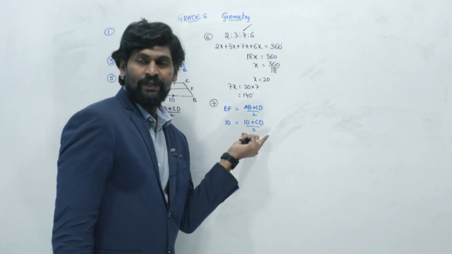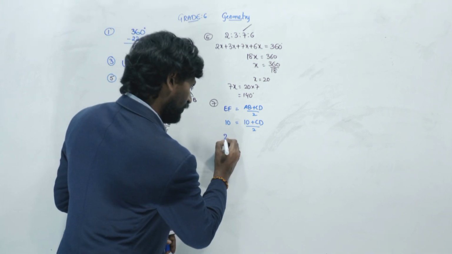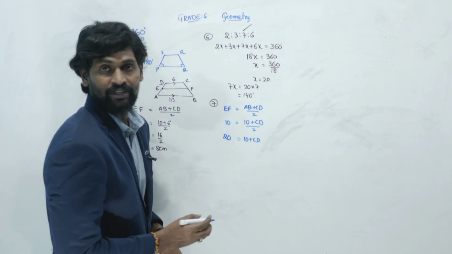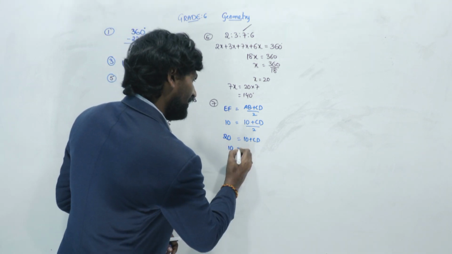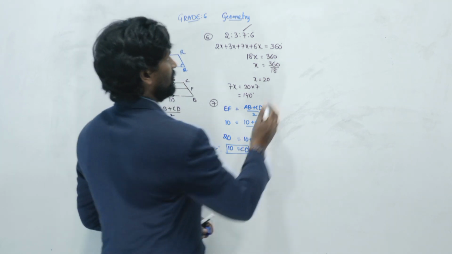Now 2 is dividing, when you transpose, it becomes multiplying. 2 tens are 20 is equal to 10 plus CD. Transposing 10, it becomes minus 10. 20 minus 10 is 10. Therefore CD value is 10 centimeters.